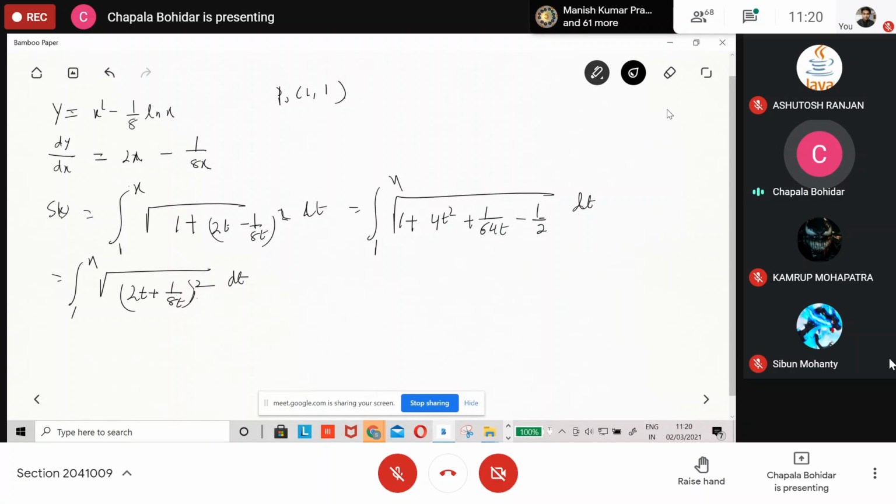Okay, so by using the fundamental theorem, I'll get here 2x plus 1 by 8x. Okay, so now the limiting value is 1 to x, or you can say it is 2t, root over of this value.